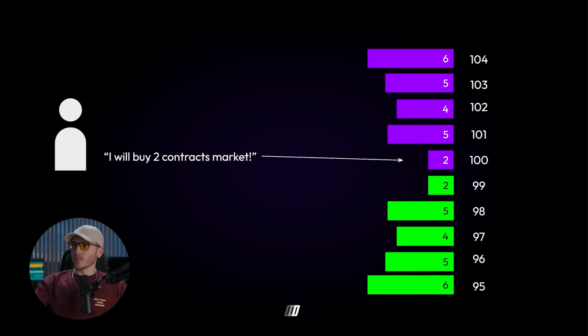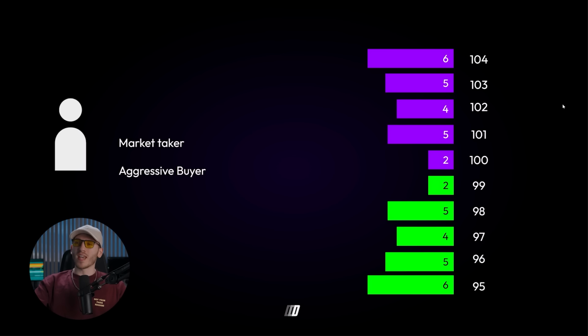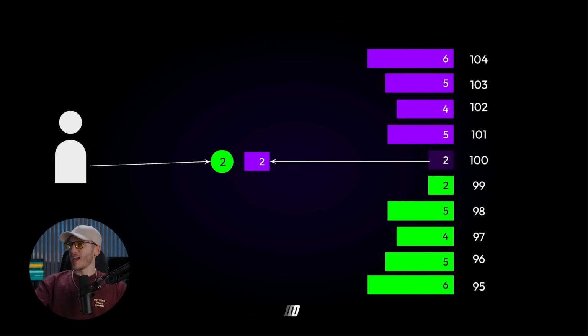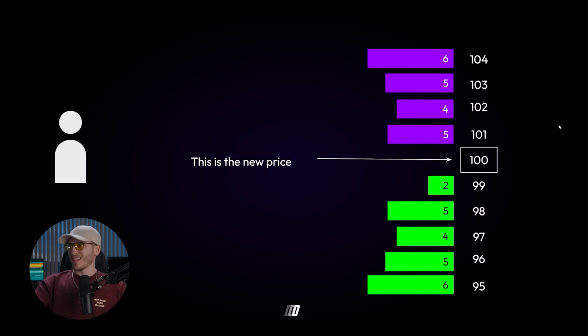So let's say someone comes and says, hey, I will buy those 2 contracts someone is selling at 100. We call this a market taker or an aggressive buyer. And he says, I will buy 2 of those, and these 2 are going to be matched. So he will market buy those 2 sell orders. That's a match, and that becomes the new price.